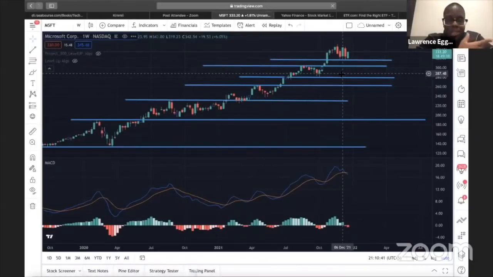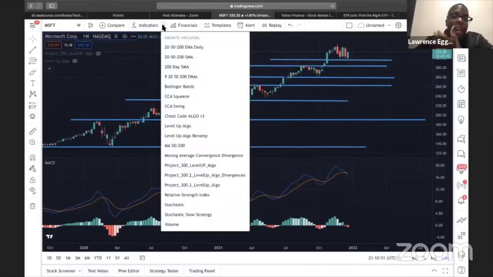Is that to say it's going to take you 2-3 years? No, it could be faster. How much time are you going to dedicate to being able to understand and read charts? Also, I want to explain a couple of indicators.